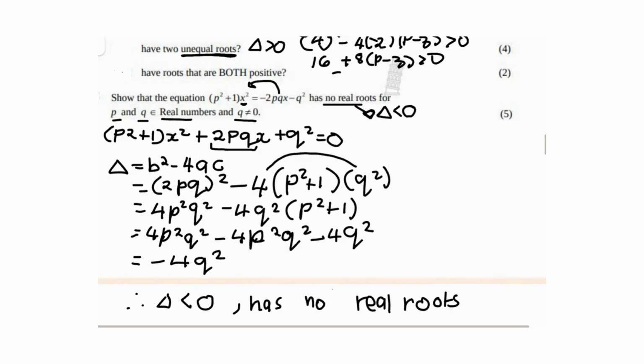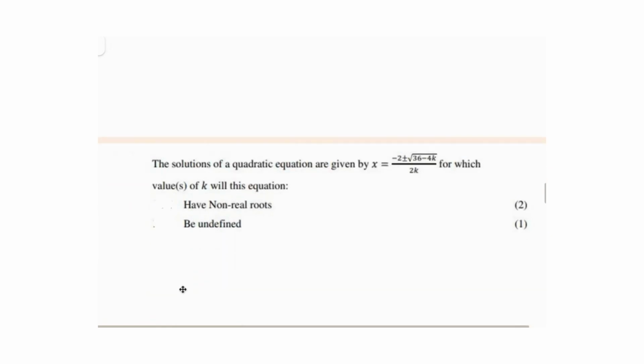I hope you guys are happy with this. So with this kind of question, whenever you have to show or prove the roots, you just substitute your b, your a, and your c into the discriminant to see the value that you get and prove that root. Let us go on to the next question, guys.